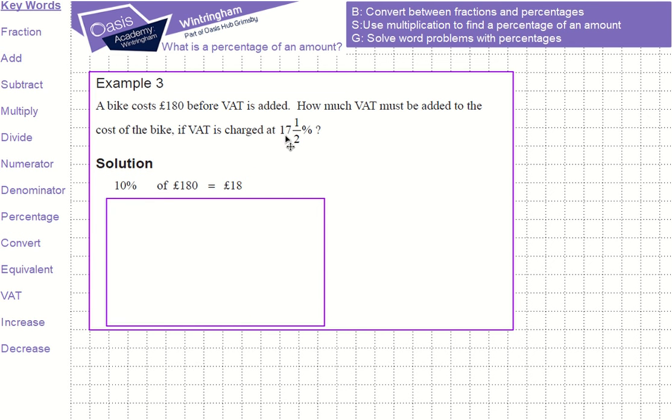What we need to do is break this 17.5% down into some other smaller percentages that are going to be a little bit easier. And that would be 10 plus 5 plus 2.5. And to find 10% of a number, we divide by 10. So 180 divided by 10 is £18. From there, we can find 5% by dividing 10% by 2. 10% divided by 2 is 5%, so 18 divided by 2 will be 9.